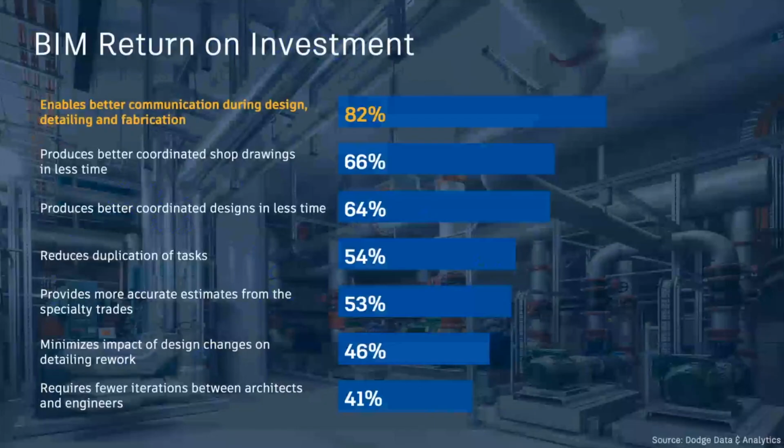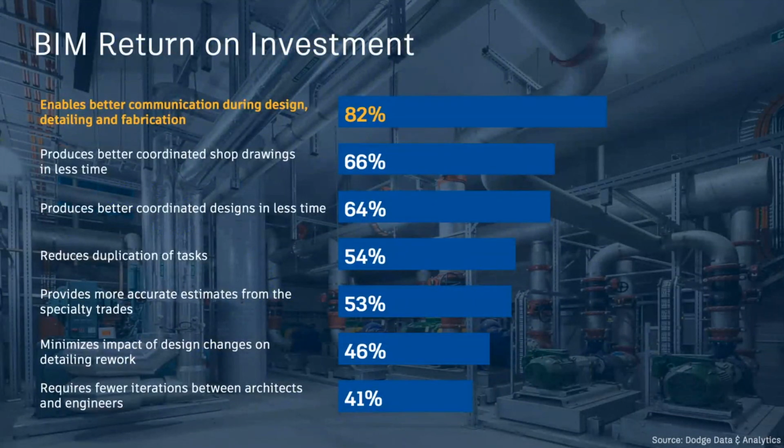For those that have moved to BIM, these are some of the benefits or return on investment that companies are seeing. This is from Dodge, but there are many reports out there, and it just talks to some of the things that people are getting in return for that investment, which is improved communication, fewer iterations, less impact of design changes. But the other thing that increasingly BIM is doing for companies is helping them to diversify services.